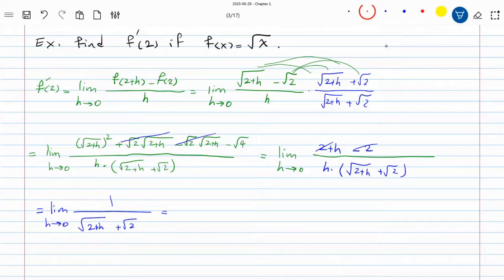Now if you replace h with 0, what you get is 1 divided by square root of 2 plus 0 plus square root of 2. What is that? That is square root of 2 plus square root of 2. So you will have 2 square root of 2.